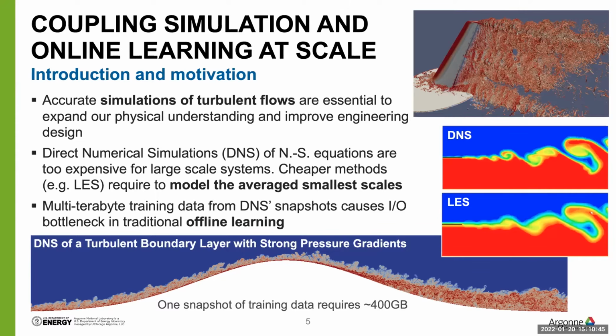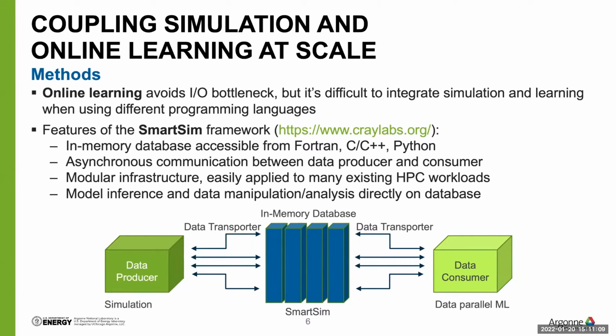These models are usually machine learning models, but to train those models offline is usually difficult because snapshots of the simulation are very large, and so the training of the models has severe input-output bottlenecks. So the solution would be online learning in order to avoid writing to disk and reading from disk this large simulation snapshot. But that's something usually difficult to do because simulations and learning are usually using two different programming languages, the simulations in C, C++, or Fortran, whereas the machine learning is usually done in Python.